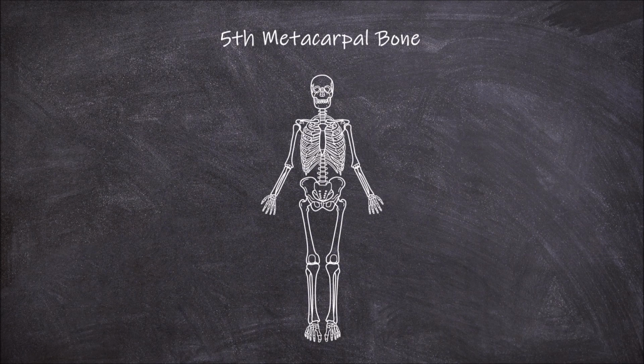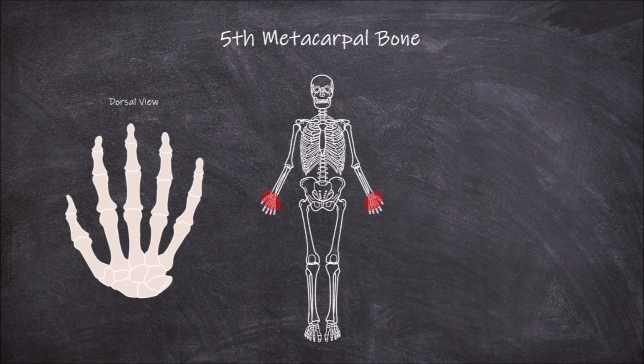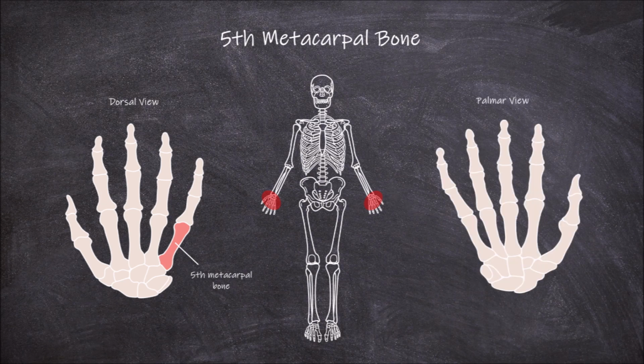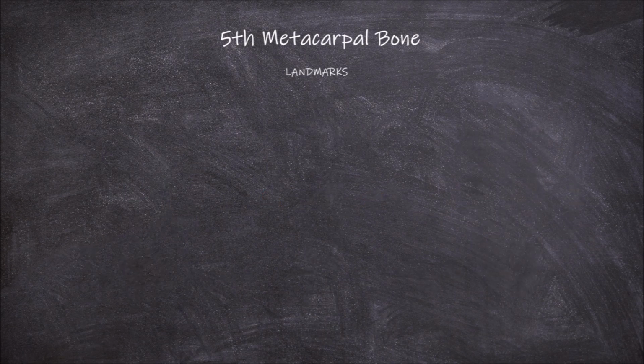Firstly, where is this bone located? The fifth metacarpal bone is located in each of the hands. If we look more closely at the dorsal view of the right hand, we can see the fifth metacarpal bone highlighted in red. If we look at the palmar view of this right hand, we can see it again highlighted in red. Now we are going to look at the different landmarks and features of the fifth metacarpal bone.